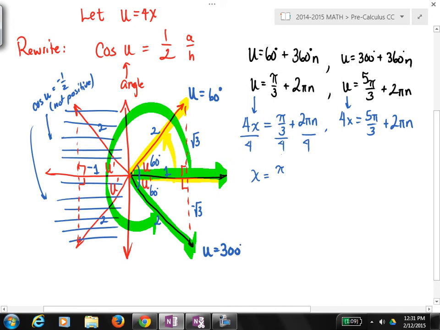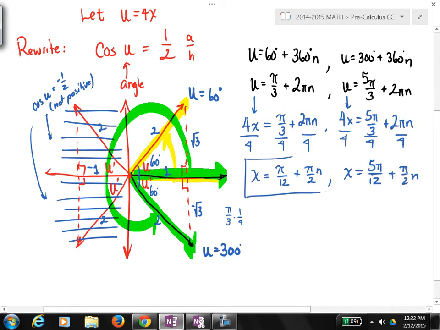Remember, divide by 4 is the same thing as multiplying by 1/4. So I have pi over 3 times 1/4, which is pi over 12. Plus, reduce the 2/4, that's pi over 2n. And x is equal to, on this side, if I do the same thing, divide everything by 4, I get 5 pi over 12 plus pi over 2n. Now, that's in radian mode, of course, because of the conversion from degrees to radians.